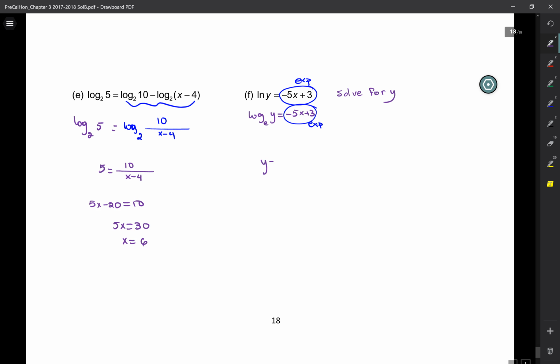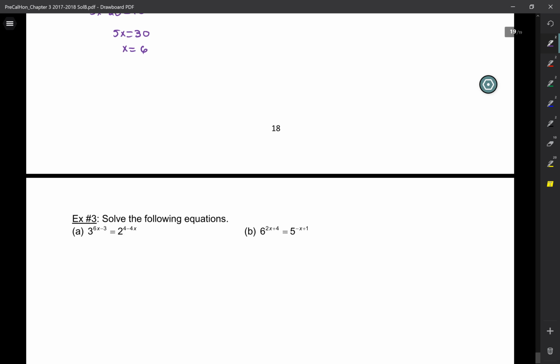So we say y is equal to e to the negative 5x plus 3. And that's it. We can't do any more. That's all we do. Okay? I like that. I know.